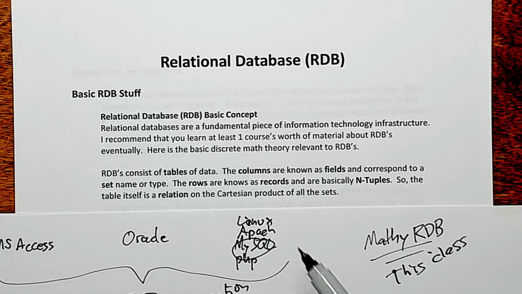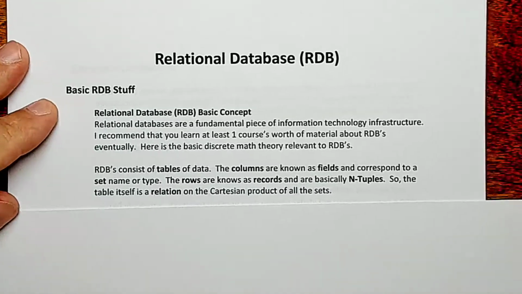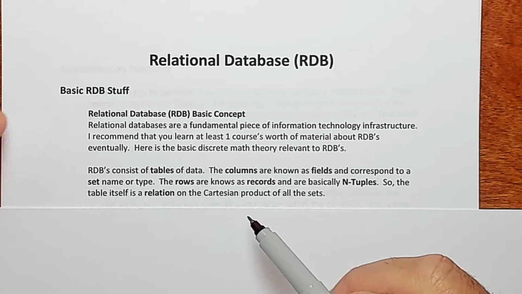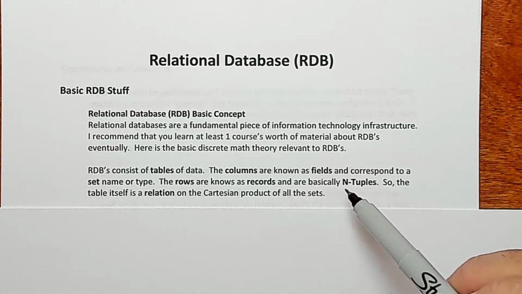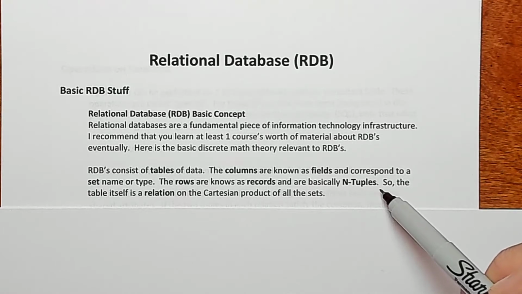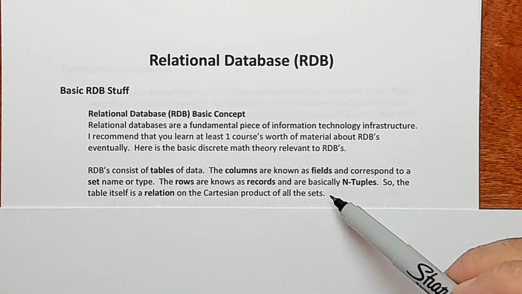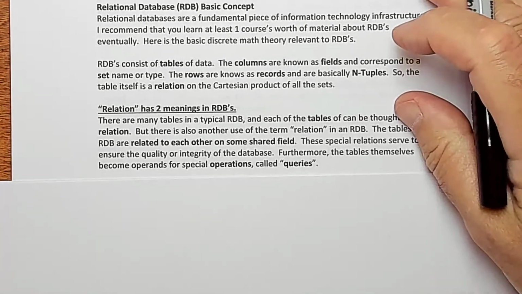All right, so we've got these tables. Databases consist of tables, and the columns in those tables are known as fields, and the fields correspond to a set name. The rows are known as records, and the records are basically n-tuples. So the table itself is a relation, because the table itself is a subset of the Cartesian product of all the sets. So here's an example.